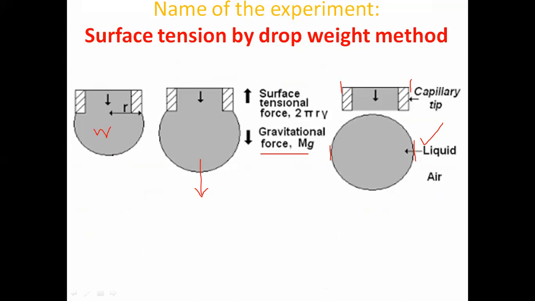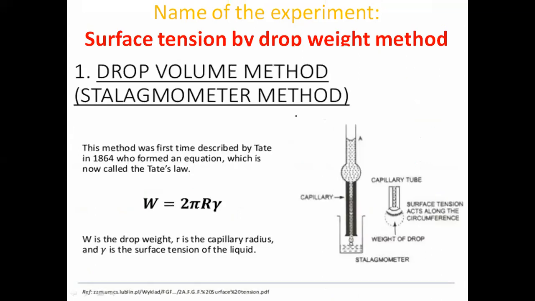So here this is the water droplet, and due to downward gravitational force we have a water drop, whose diameter in terms of the capillary tip, the diameter of the capillary tip and radius, is measured. So this is the drop volume method, that is the same method. This method says something about this experiment.